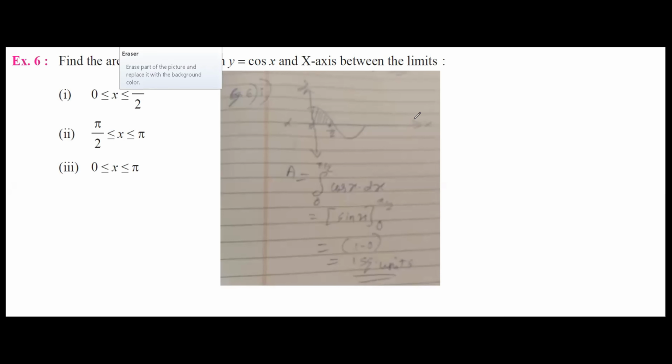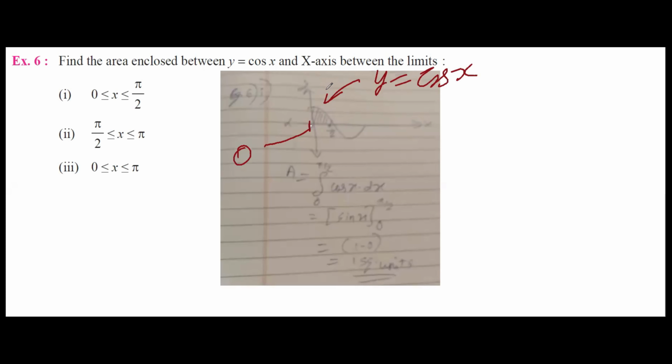So you have drawn the curve. This function is y is equal to cos x, enclosed by the x-axis. You have found this point to be 0, and the limit is 0 to pi by 2. So this is your pi by 2. This particular area you are calling A.